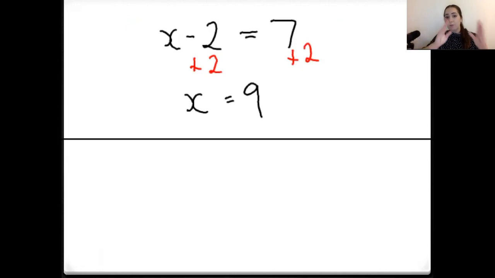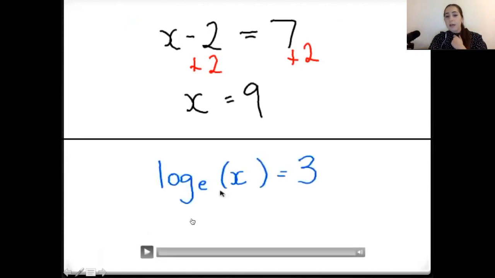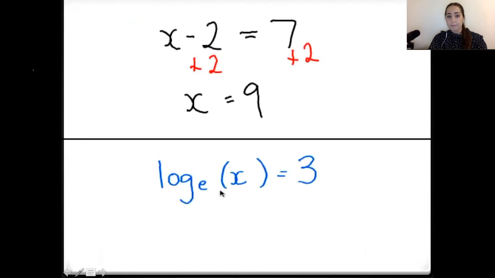So that's what you do. You move the minus 2 over, it becomes a positive 2. So what you're left with is x equals 9. So just remember, we're using this same concept, and now we're going to apply it to an equation that involves a log function. So something like log e of x equals 3.